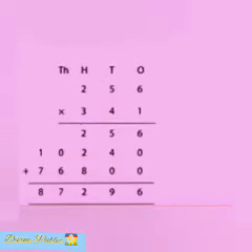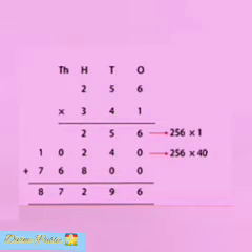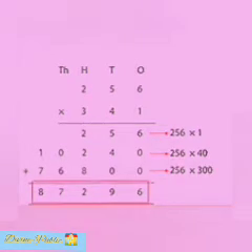Multiply 256 by 341. Firstly, multiply 256 by 1 and you will get 256. Then by 40 and finally by 300. Thus, you will get the product 87,296.